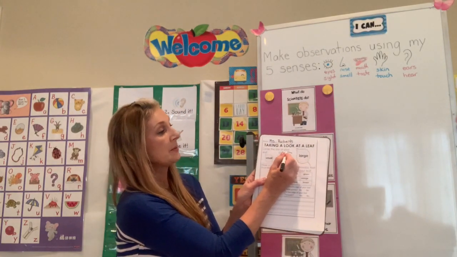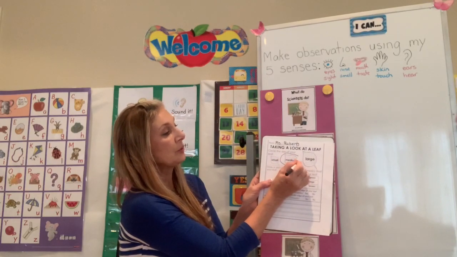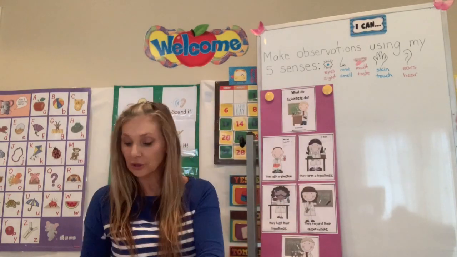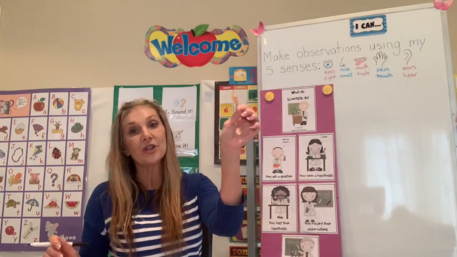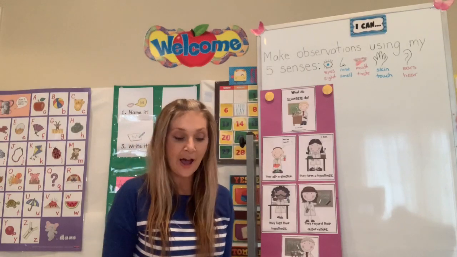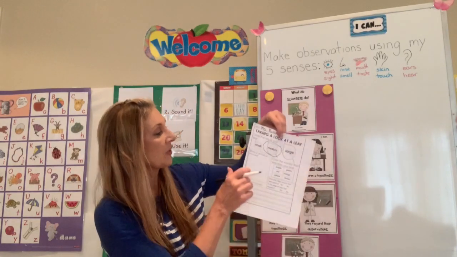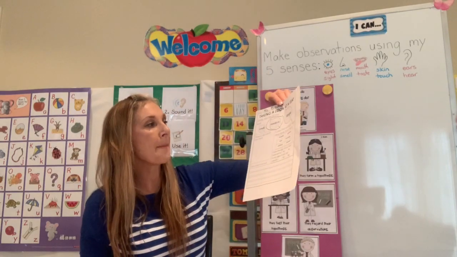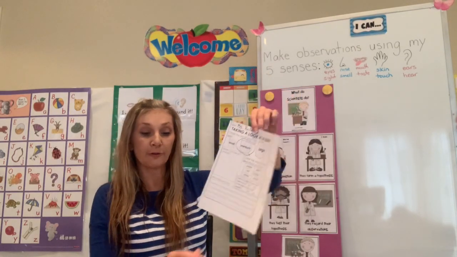Now, if yours is medium, you will circle medium also. But if yours is large, you're going to circle large. And if yours is small, you're going to circle small. It is kind of cute, huh? Now, right here, it says in this box, draw a picture of your leaf.